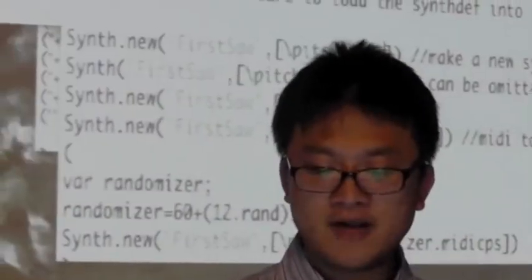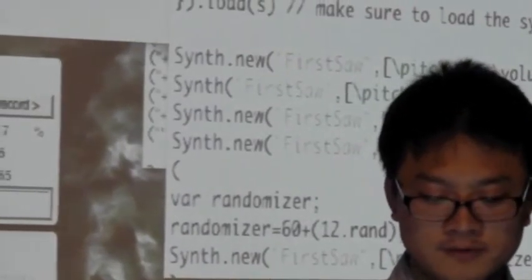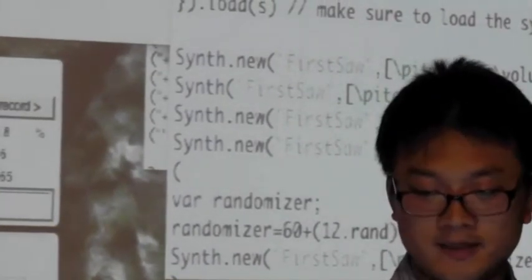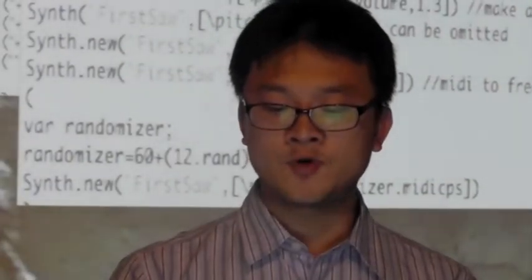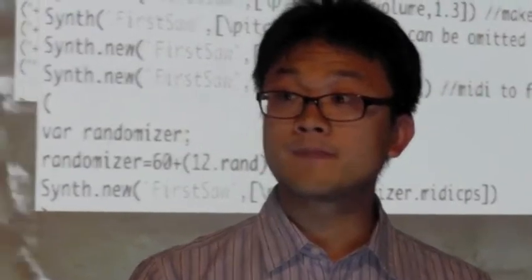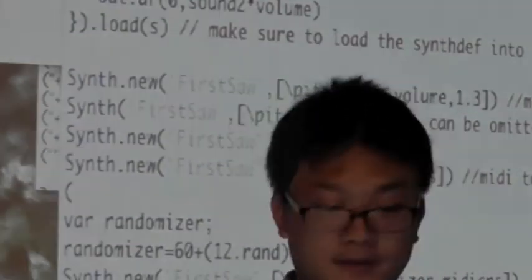I can say, I want to have a pitch of 440, and I want to have a volume of 0.3. Now, this will be different from me making the volume 1.3. Okay? You can have as many arguments as you want to.